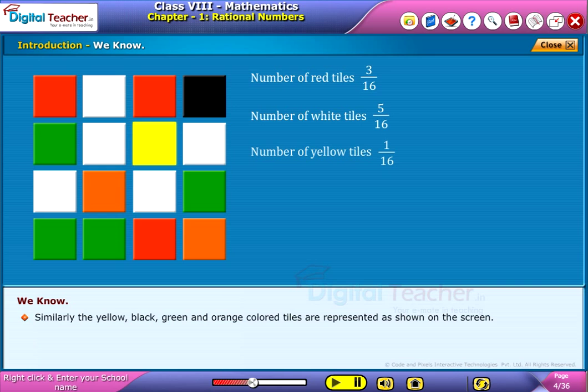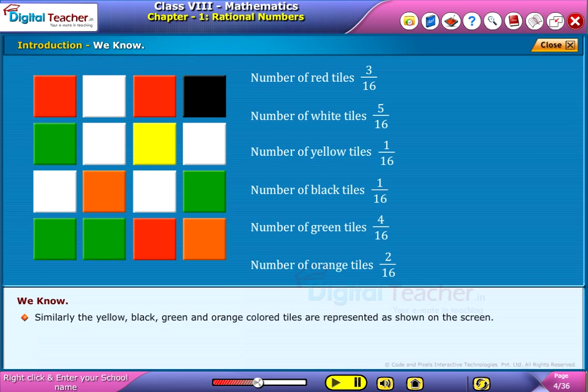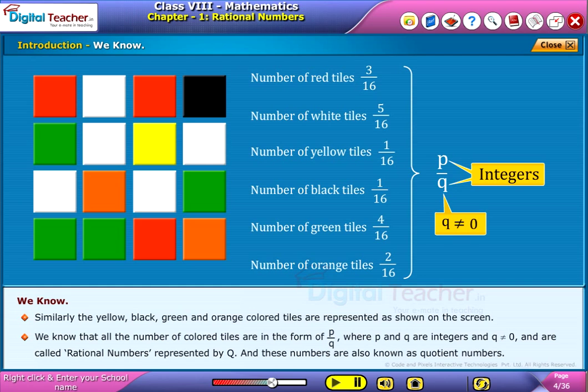Similarly, the yellow, black, green and orange colored tiles are represented as shown on the screen. We know that all the number of colored tiles are in the form of p by q, where p and q are integers and q not equal to 0 and are called rational numbers represented by Q. And these numbers are also known as quotient numbers.